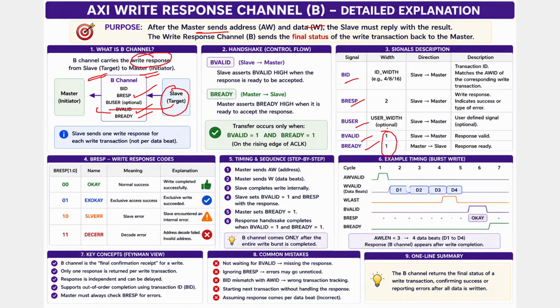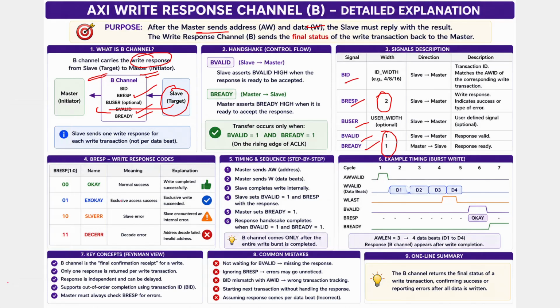Valid and ready are 1 bit signals. ID depends upon the bit width, and the response signal is 2 bits wide. Based on that, it will send an OK response, an exclusive OK response, or a normal response, or an error response. See, this is the response channel. It is 2 bits wide.